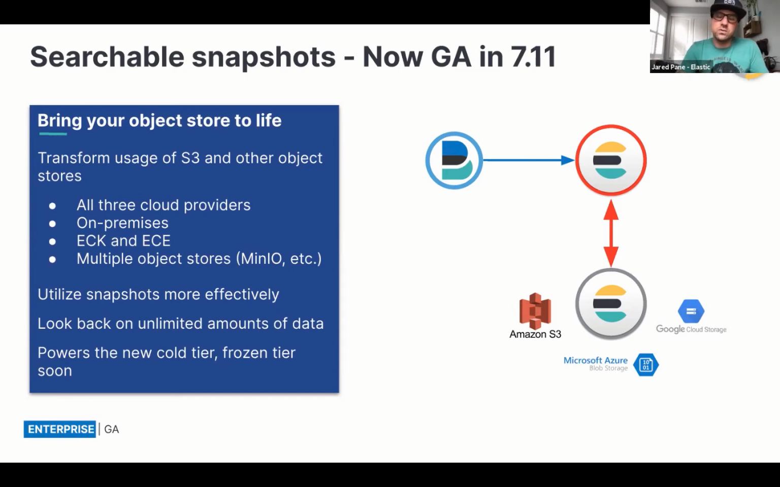Well, now what we do internally for searchable snapshots, if you want to use that outside of the cold tier, you take a snapshot of it, put it in a repository, and then you can look back on unlimited amounts of data as long as you have that snapshot. So it's now going to be powering our cold tier and soon the frozen tier. But the whole idea is that you can keep data even longer less expensively, for those that have federally mandated 1 year, 2 year, 3 year, 4 year, 5 year retention.